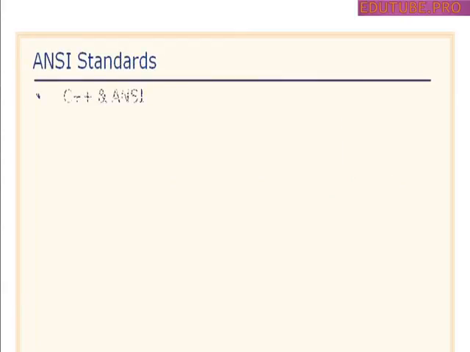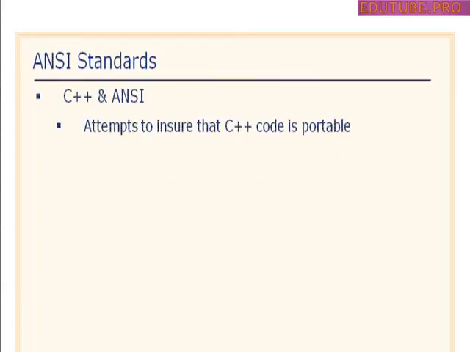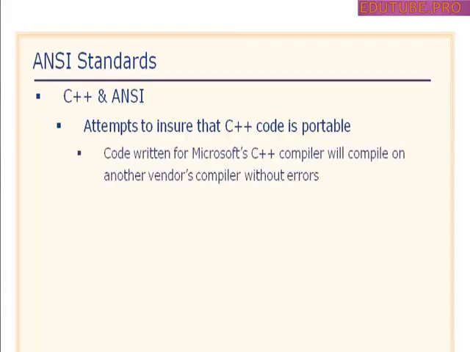Now, how does that apply to C++? Well, when you talk about C++ and ANSI, ANSI's job is to attempt to ensure that the C++ code is always portable. Now, what do we mean by portable? Here's a good example. If I write code for the Microsoft C++ compiler, in other words, I build it in the Microsoft Visual Studio environment and I compile it, will that code compile and run and behave on another vendor's compiler without errors? Because if I can only run Microsoft C++ on Microsoft boxes and Mac's C++ on Mac boxes and so forth, you see the problem we're going to get into.